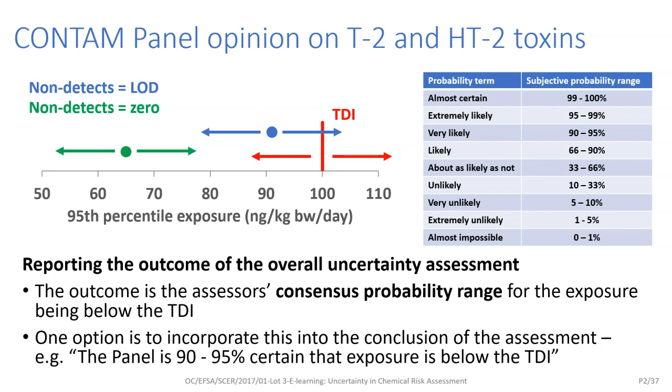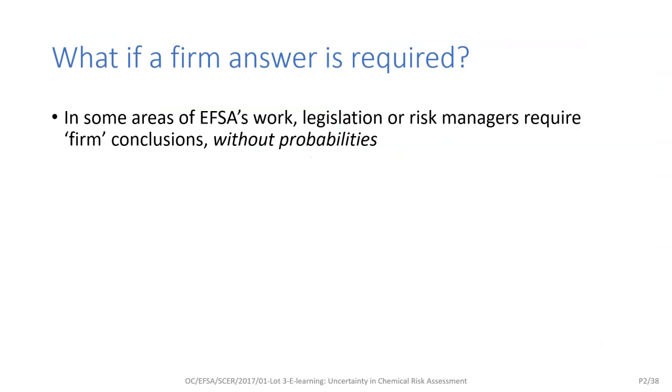Expressing probability as percent certainty of the more probable outcome is a suggestion from EFSA's guidance on communication of uncertainty. This has the advantage of being transparent about how certain EFSA is of the conclusion. However, the uncertainty guidance recognises that in some areas of EFSA's work, especially regulatory assessments, legislation or risk managers currently require firm conclusions without probabilities.